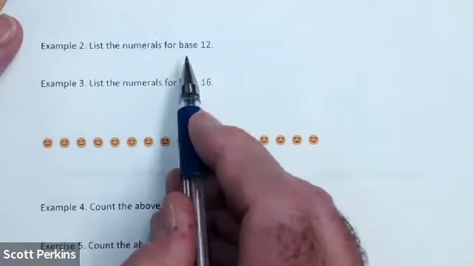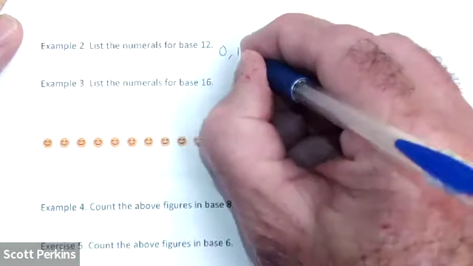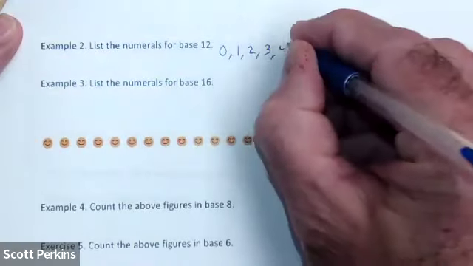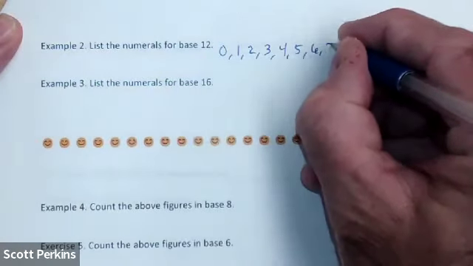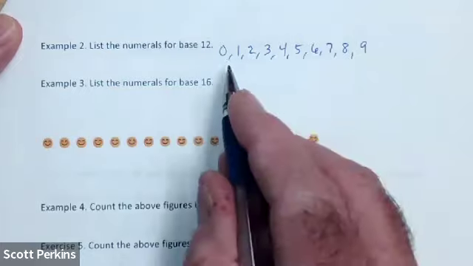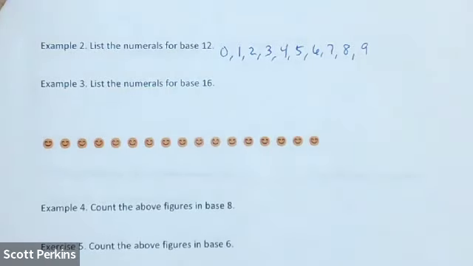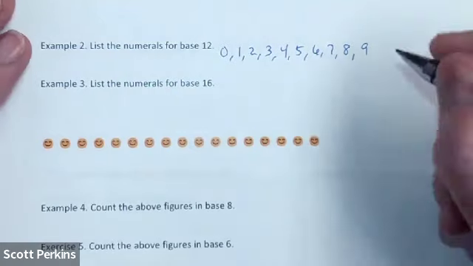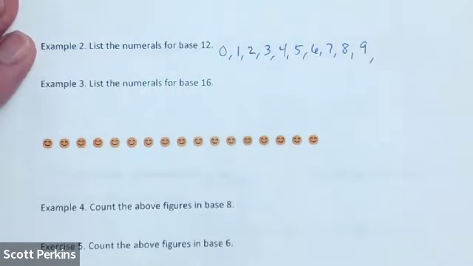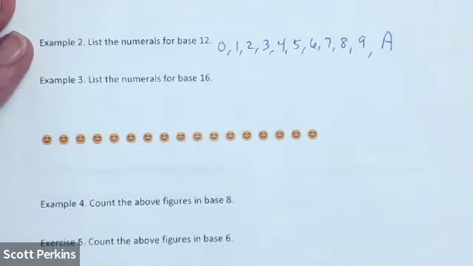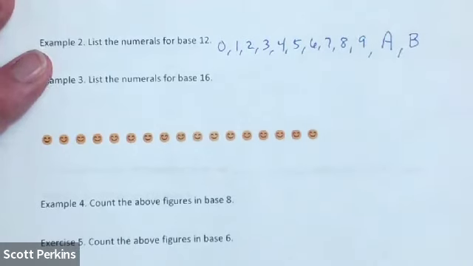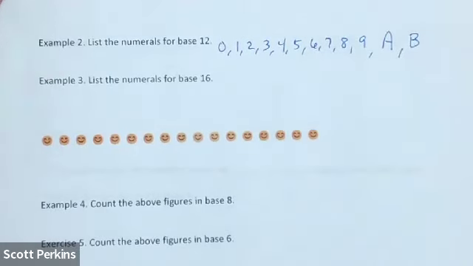First we're going to start out with the 0, 1, 2, 3, all the way up to 9, but that's only 10 symbols. So what we do to augment that in the case of base 12 and base 16, these are the only bases bigger than 10 we will deal with in this class, is we start using letters. So the next symbol we would use is A. A represents what we would call 10. And then B represents 11. And then we count in groups of 12.